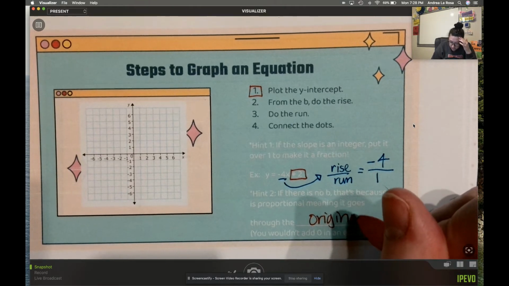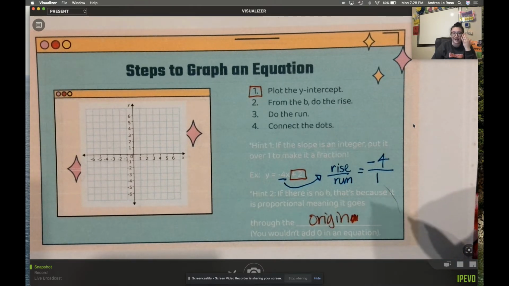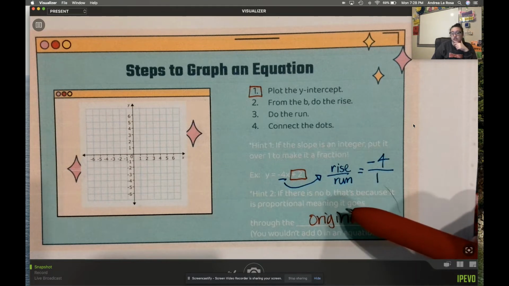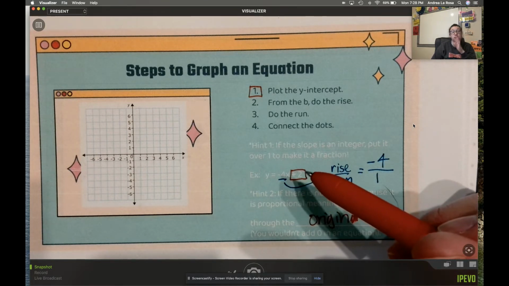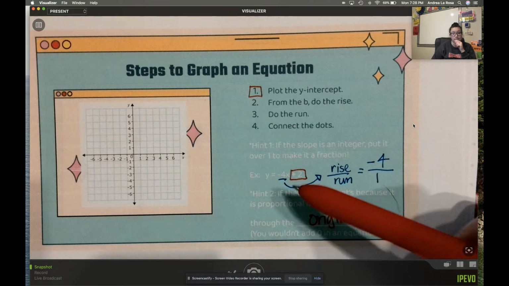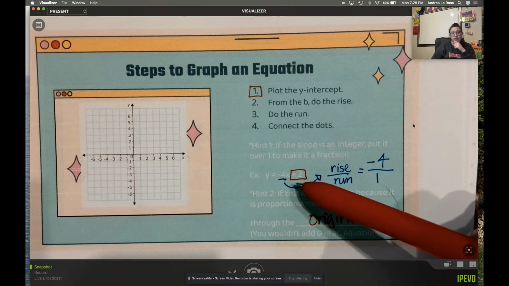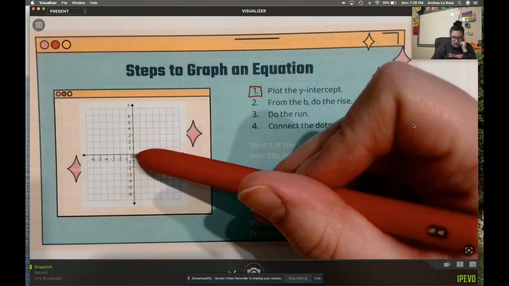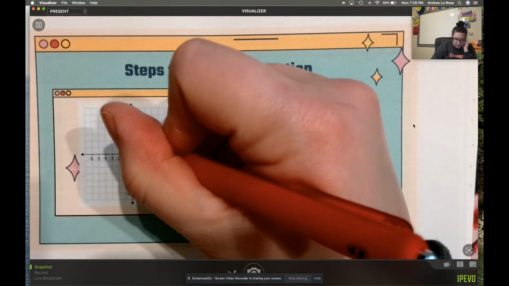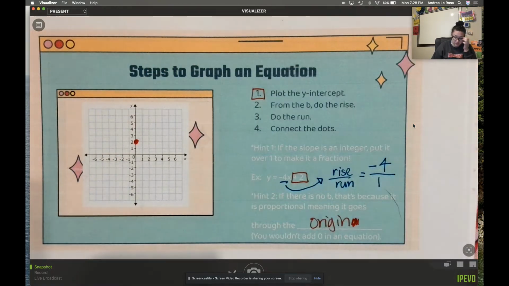O-R-I-G-I-N. Oh, there you go. I was about to write the word original. I don't know why. So if there's no b, if they're not adding anything, that means it goes to the origin. It's proportional. But for this situation, my y-intercept is +2. So I go up 2, and I put my dot. So there's my first point.